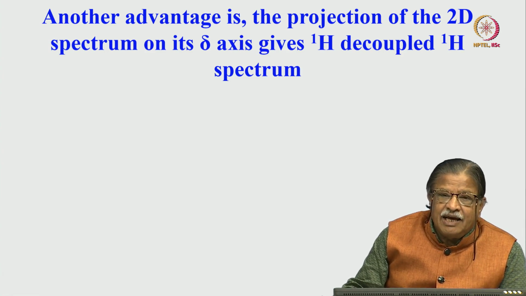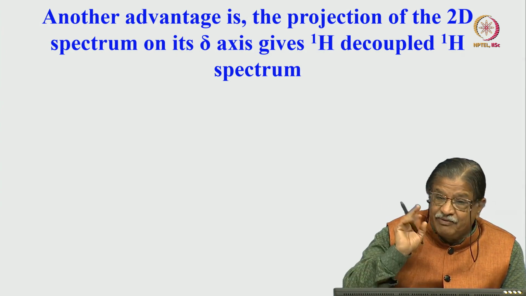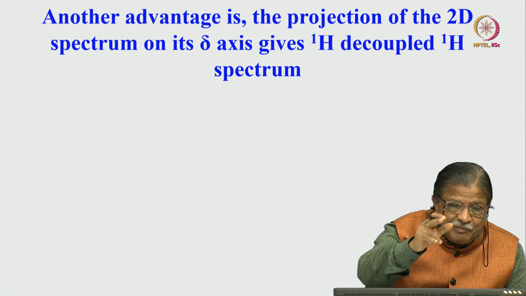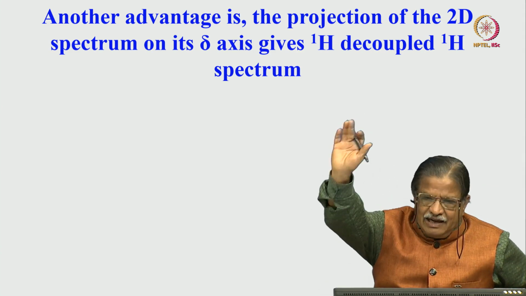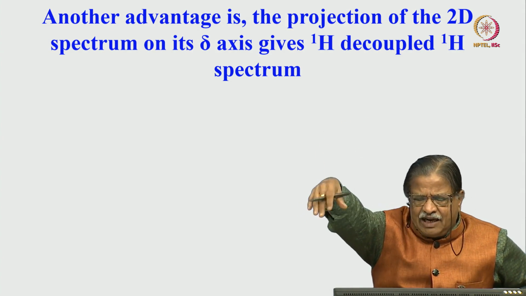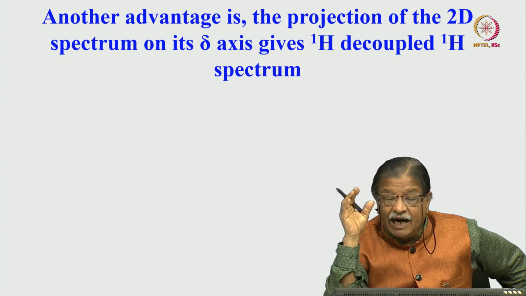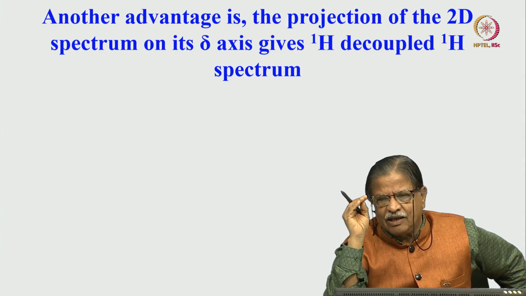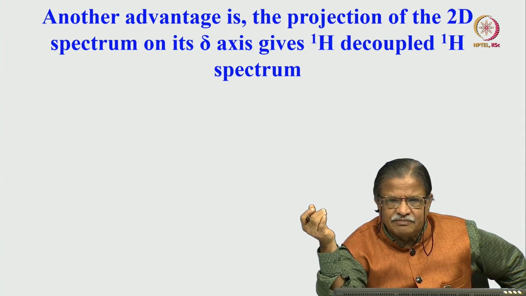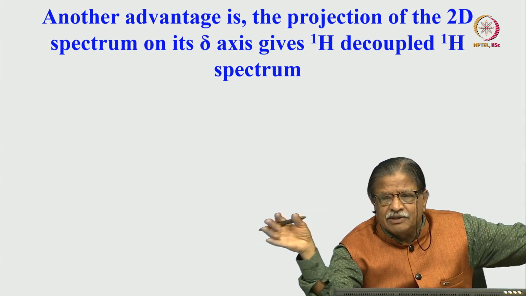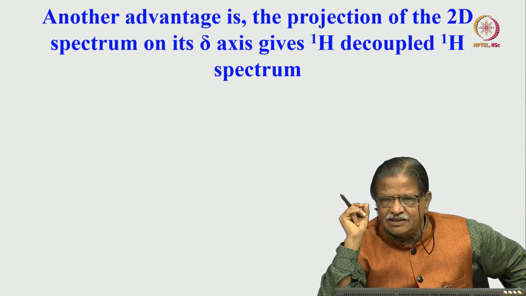gives rise to what is called a broadband proton decoupled proton spectrum. Remember we discussed broadband proton decoupled carbon 13 spectrum. What did I say at that time? We can irradiate with a second radio frequency at the proton chemical shift, center of the proton spectral width with a certain power larger than the coupling strength. Then we can break all the carbons coupled to all the protons broadband in a single experiment. That is what we discussed.